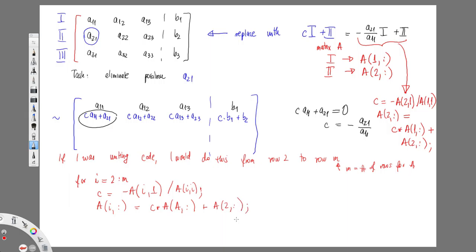Now, if my A is actually an augmented matrix, then I'm actually at the same time working on the B's as well, right? Because they're the last part. But let's assume it's not, and I have to do the same for B, okay? I would also replace B of I as C times B of 1 plus B of I. Okay? End.